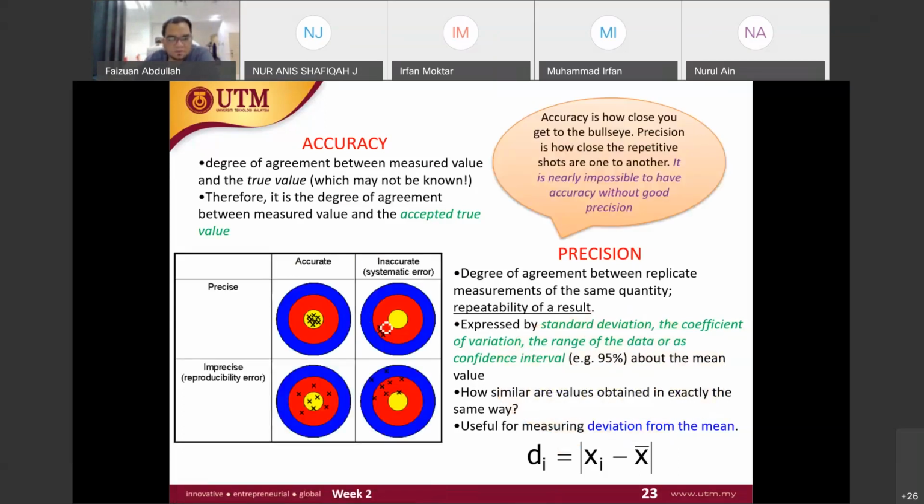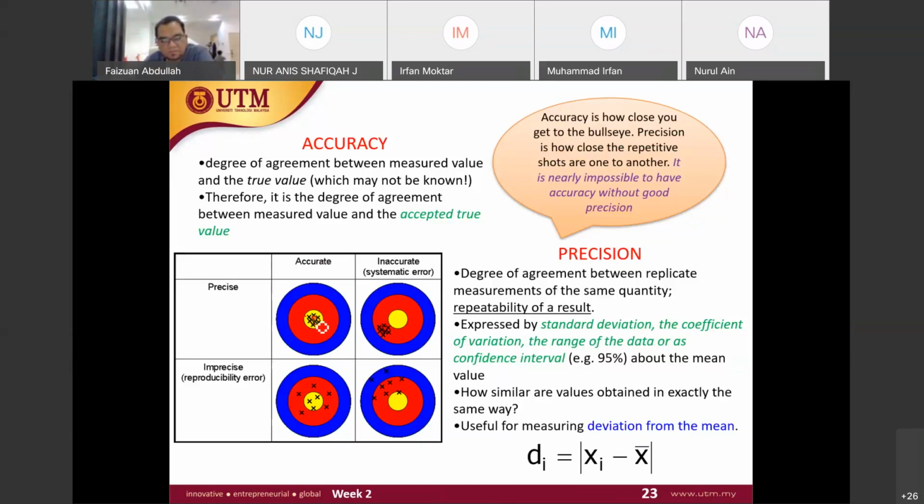This kind of, what we call this, the target, the arrow target. This is how we want to explain precision and accuracy. So this one is precise and accurate. Precise because every value is quite similar, and accurate because of the degree of agreement with the true value. For example, the true value is in the yellow circle.